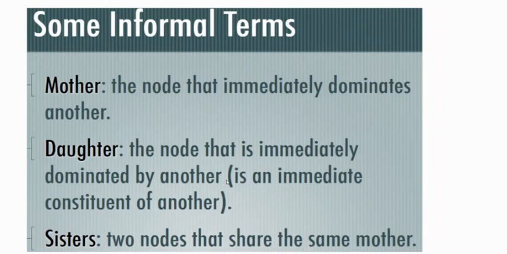Some informal terms: mother, daughter, and sisters. We don't have father, nephews, cousins, just mother, daughter, sister. But that's life. Mother is the node that immediately dominates another. So we can say that a noun phrase is composed of a determiner and then immediately an NP. Noun phrase, determiner, NP. So the mother is the NP, the noun phrase. That's the mother node that immediately dominates the determiner and NP.